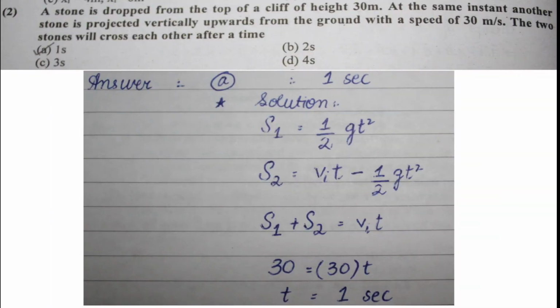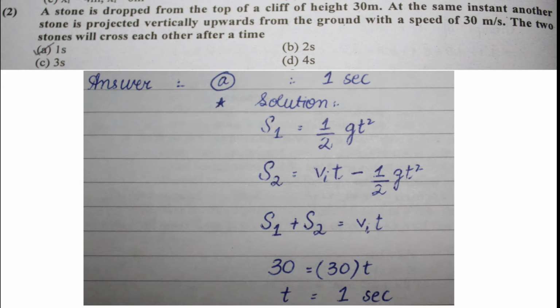Next is, a stone is dropped from the top of a cliff of height 30 meters. At the same instant, another stone is projected vertically upwards from the ground with a speed of 30 meters per second. The two stones will cross each other after a time. The solution is going to be like this. When the stone is dropped from the top of a cliff, S1 is equal to half g t squared. Then, when the stone is projected vertically upwards from the ground, the formula is S2 equals v i t minus half g t squared.